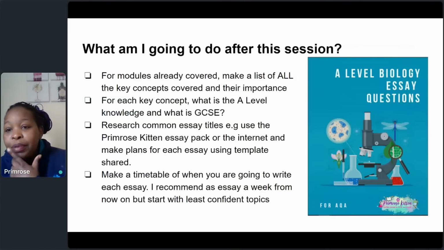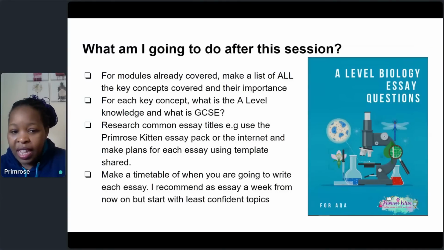And then Primrose Kitten have actually got an essay book that you can download. And what I always say is look at the spec and look at all the modules that you've covered. What is the importance of each concept? What's the A-level knowledge? What's the GCSE? And then research, like do all the ones in the papers. And I've also suggested that your teachers could generate extra essay questions as well, that are the AQA ones.